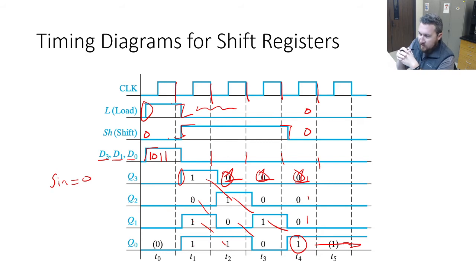So an exam question here might be something like, in a parallel in, parallel out shift register, if the values of the flip-flops are 1, 0, 1, 1, and load is equal to 0 and shift is equal to 1, on the next falling edge, what will be the values of the flip-flops? Stuff like that.